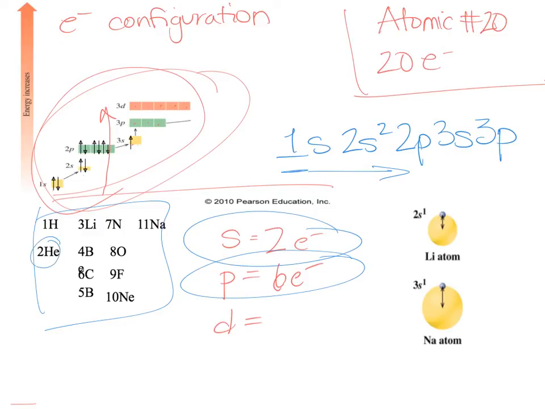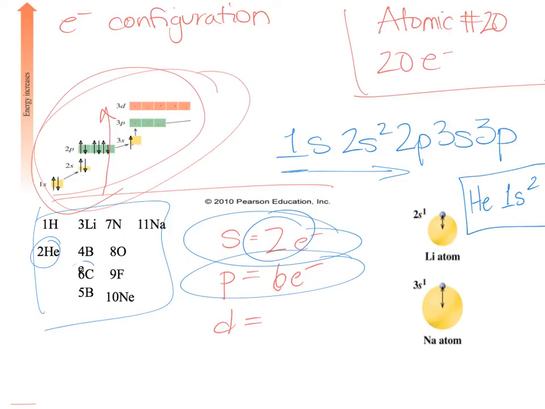For instance, helium. Helium is atomic number 2. It has 2 electrons. So we would say the electron configuration for helium is 1s. What can S's have? 2. And in fact, that's it. Helium just has 2. We're good. That's the configuration for helium.